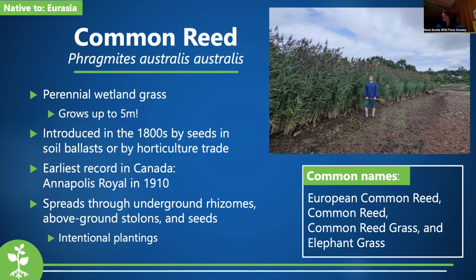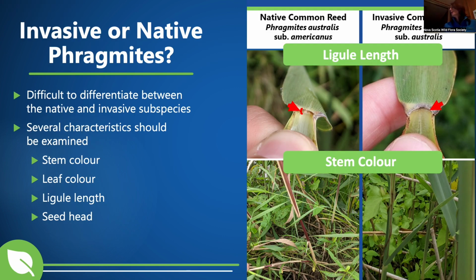So the other thing though with Phragmites is there is a native subspecies, so not all Phragmites is bad. We have Phragmites australis subspecies americanus, and this subspecies is not as aggressive as the invasive subspecies, but it can be challenging to differentiate between the two. Several characteristics should be examined, including stem color. The native subspecies tends to have more of a reddish coloration at the base, while the invasive is more tan to green.